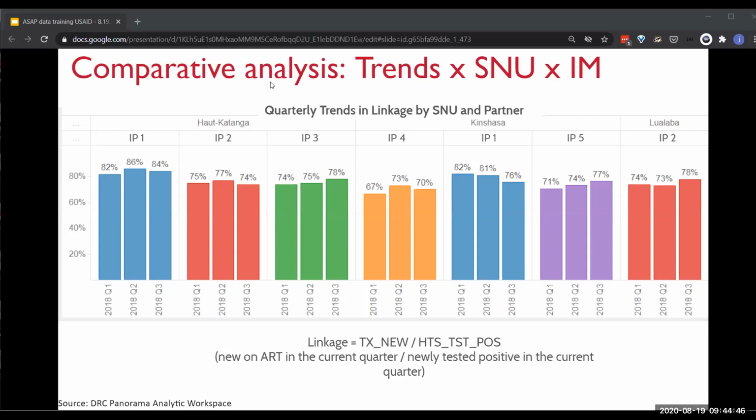And so what we're showing here is linkage. Linkage is an important indicator for PEPFAR because one of the goals of PEPFAR is case finding all those PLHIV who do not know that they have HIV. But the second part is linking them to treatment. So finding them is recorded in HTS_TST positive. I found a positive person, but we also want to make sure that positive person was linked to treatment, i.e. they initiated treatment for the first time. So that's TX_NEW.